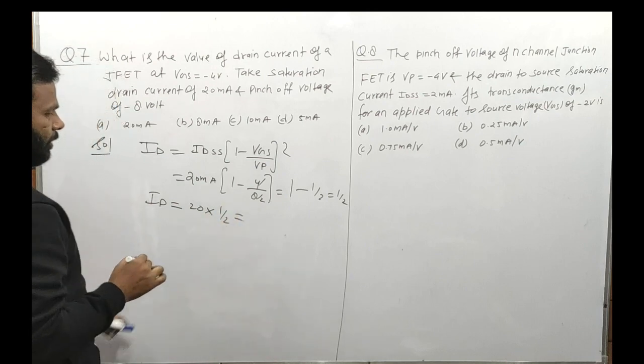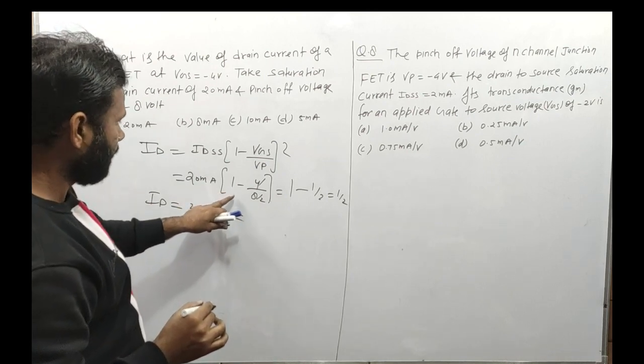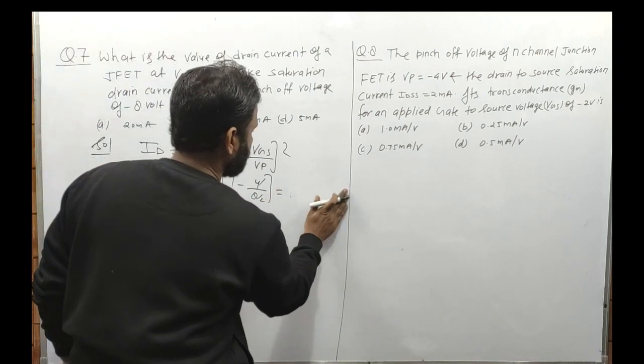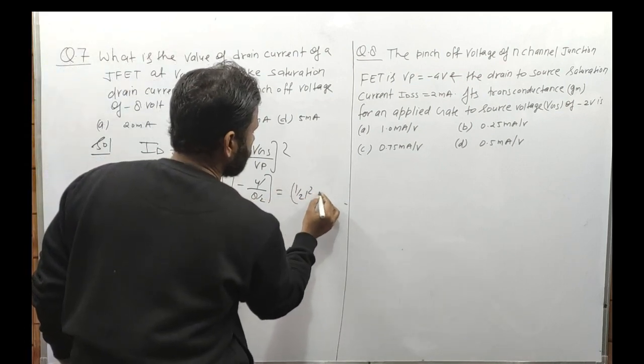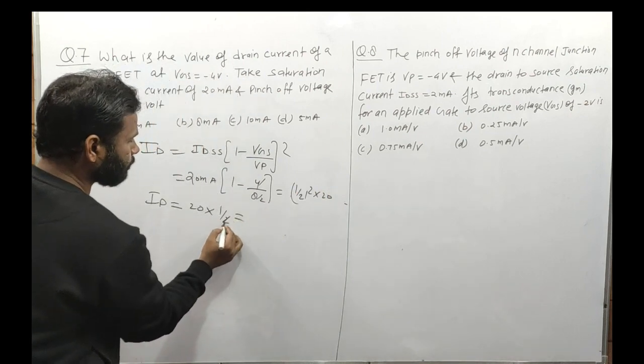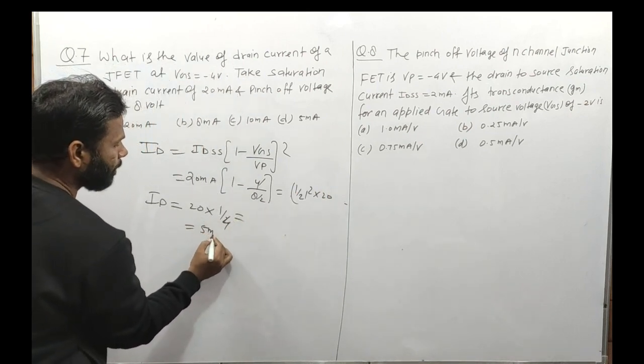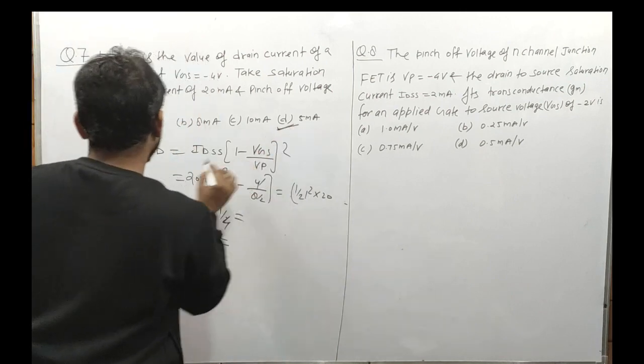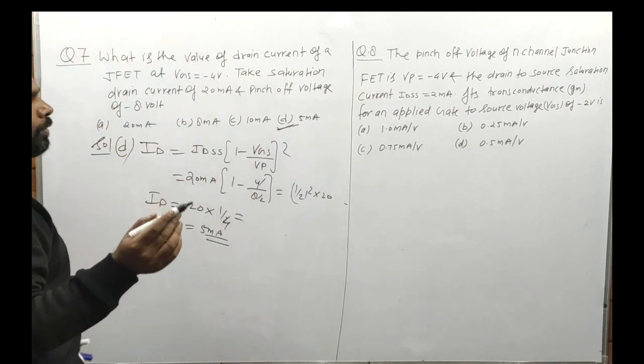I think it is correct now. So 1/2. Okay, sorry, it is squared also. So 1/2 squared also into 20. So it is 1/4. So it is 5 milliampere. Clear? So 5 milliampere is given in option D. So the correct answer for this question will be D.